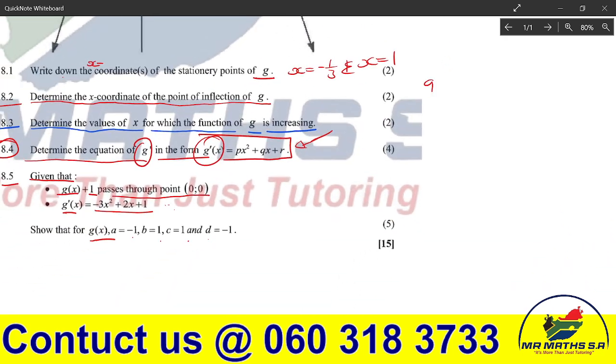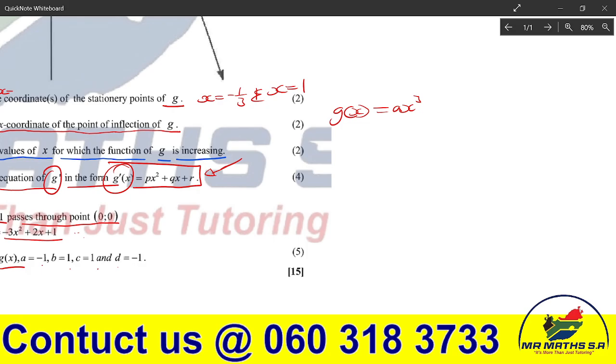as g of x is equal to ax cubed plus bx squared plus cx plus d. So you are saying we have to derive this. I think so. Yes, we derive it. Okay, let's derive it. Then we have 3ax squared plus 2bx plus c.